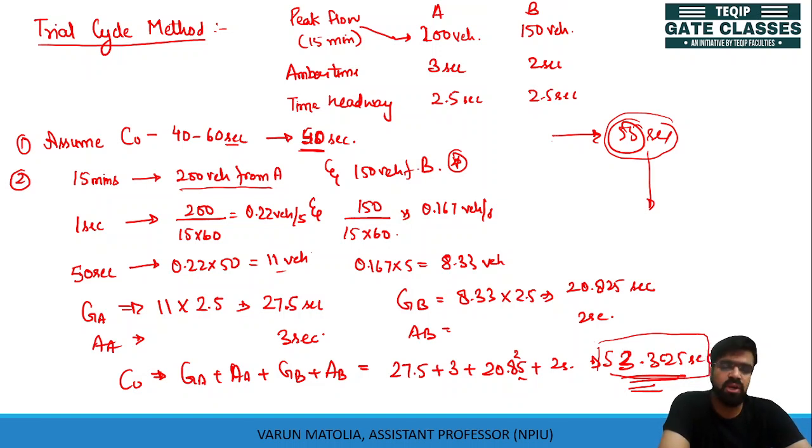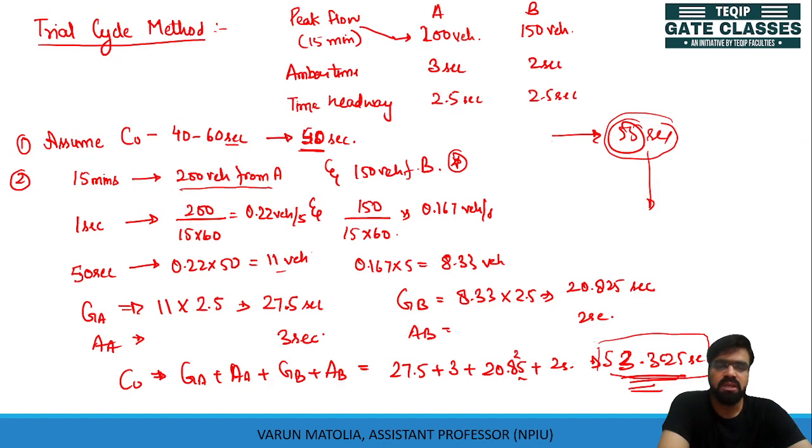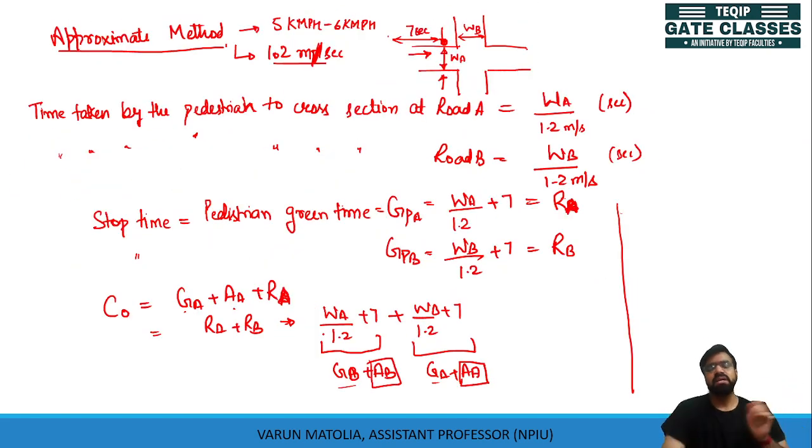Exact calculation will not be asked in your GATE examination for the trial cycle method, the approximate method, or the IRC method, but for the Webster method, the complete calculation should be practiced many times in order to get a feel. If any question with any variation comes, you should be able to solve it. So we will stop the lecture here only.